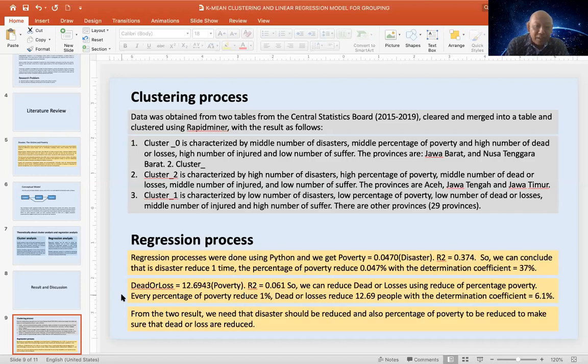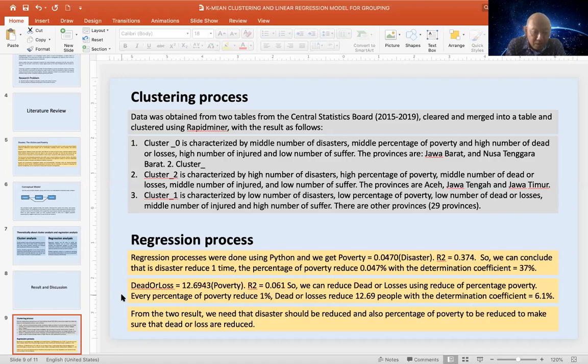Continuing to the regression process. The regression process was done using Python, and we get poverty equals 0.0470 times disasters. R squared is 0.374. So we can conclude that as disasters are reduced one time, the percentage of poverty is reduced 4.7%, with the coefficient of determination being 37%.